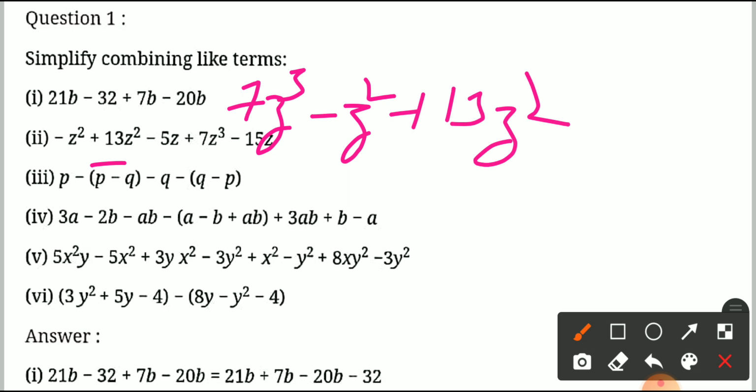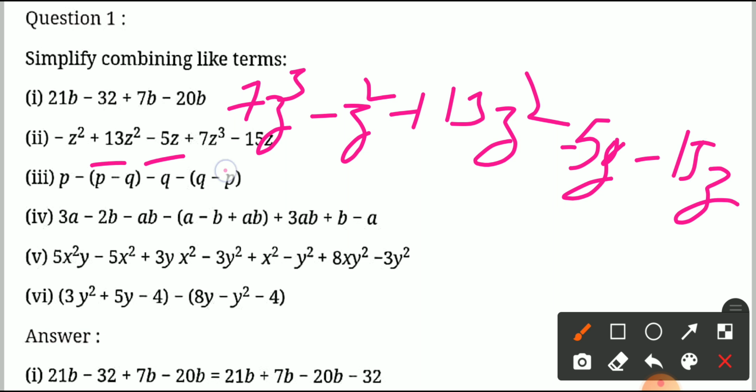After that, what will we write here? Minus 5z, then minus 15z. Okay, it will remain as it is. Why? Because we don't have the pair with z cube. Then we have two terms which contain z square. One is negative, another one is positive. And I told you negative or positive will always subtract.